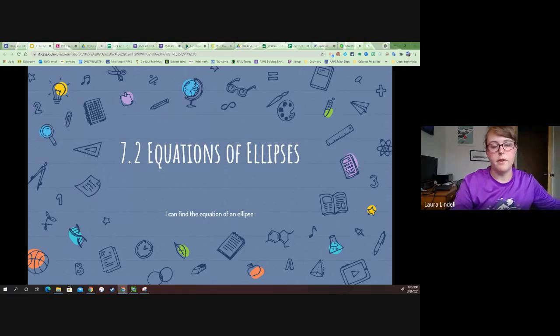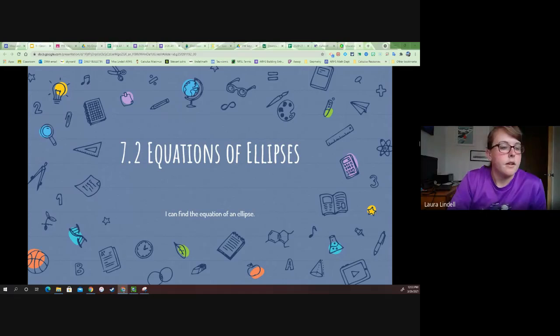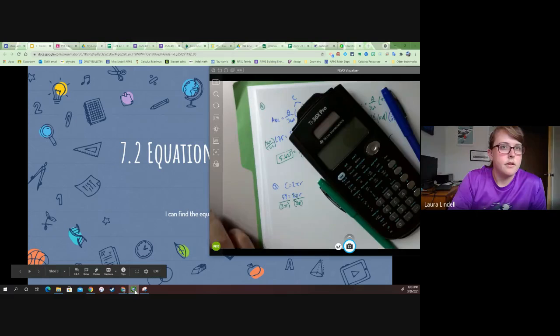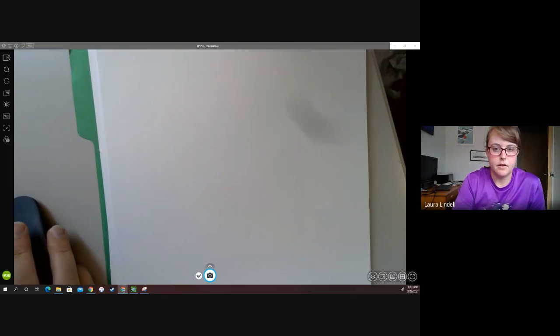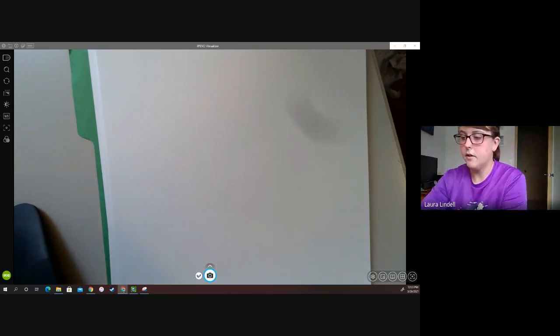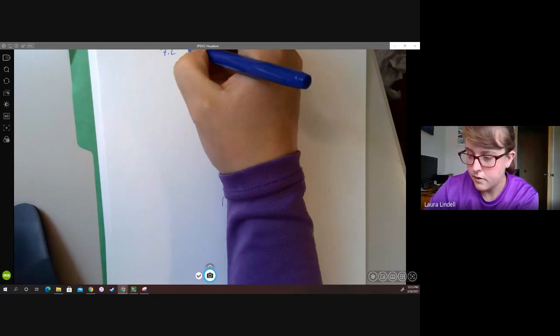Okay, so equations of ellipses, it's the other part of 7.2. And ellipses are a little bit more complicated than circles. But you're gonna find that it's similar in difficulty to the equations of parabolas that we had been dealing with earlier this week. So with that, time for notes. 7.2 ellipses.